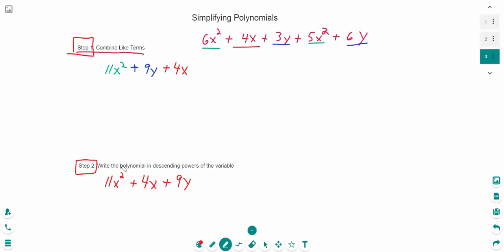So this is not mathematical in the sense that we're not changing anything. All we're doing is rewriting the problem. So really the steps would include combining the like terms, and then step number 2 is just rewriting the problem in a nicer way. Okay, so that is how you would simplify polynomials. So let's just go through here and do a couple.